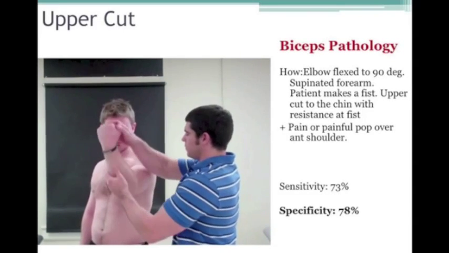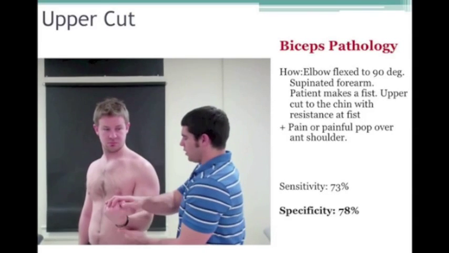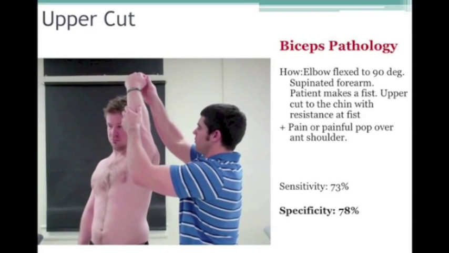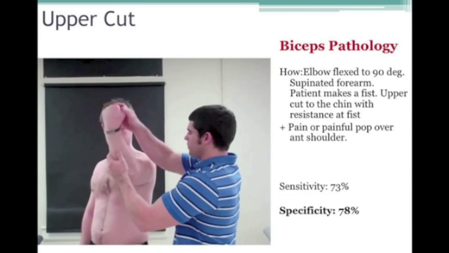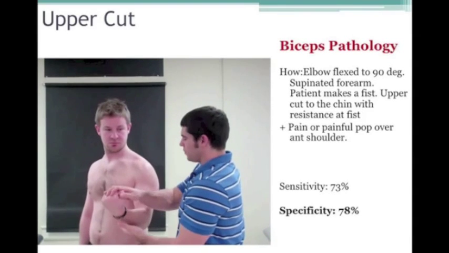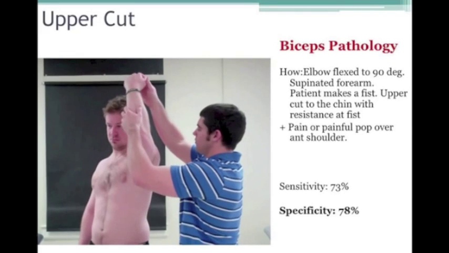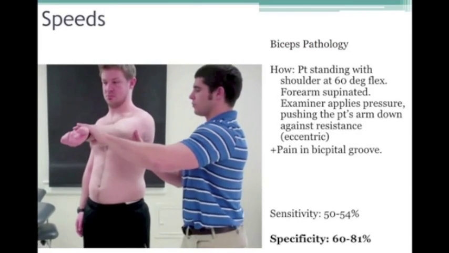Pretty much put the elbows at 90 degrees of flexion, the forearm is supinated, the patient makes a fist and uppercuts up to the ceiling, and the examiner resists the force. Increased pain or a pop over the shoulder is what we're looking for as a positive test, with okay numbers of 78 specificity and 73 sensitivity.